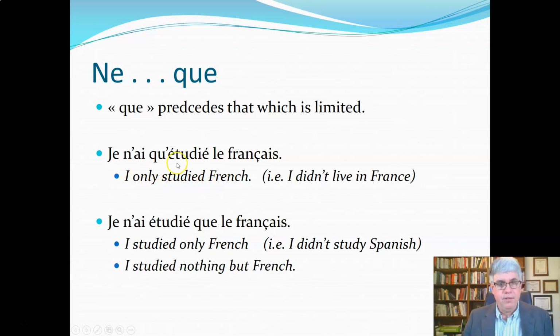So that's the only goes in front of the étudier. Je n'ai étudié que le français. So here we've got the que after étudier, but in front of le français, means I studied only French. That is, I didn't study Spanish. I studied nothing but French. So that can help you figure out what's being limited in these ne que expressions.